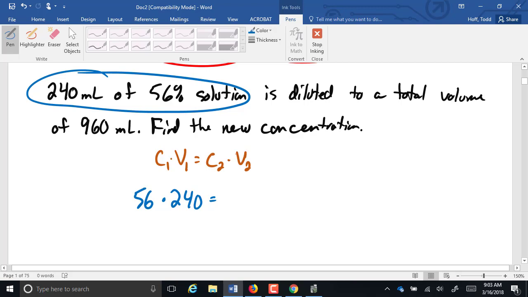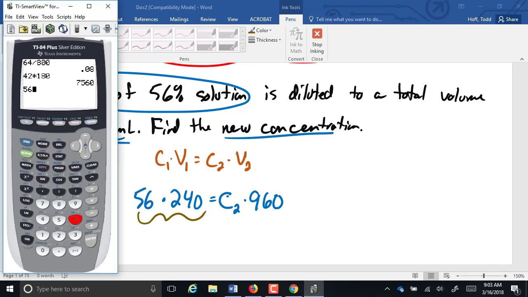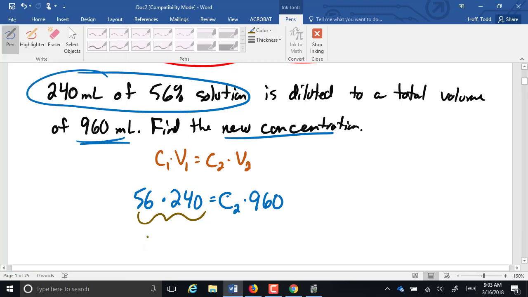On the second side, the second solution, I know the volume, I'm looking for the concentration. So C2 is what I'm trying to find. My volume is 960. So I will multiply 56 times 240, which is 13,440, equals C2 times 960.